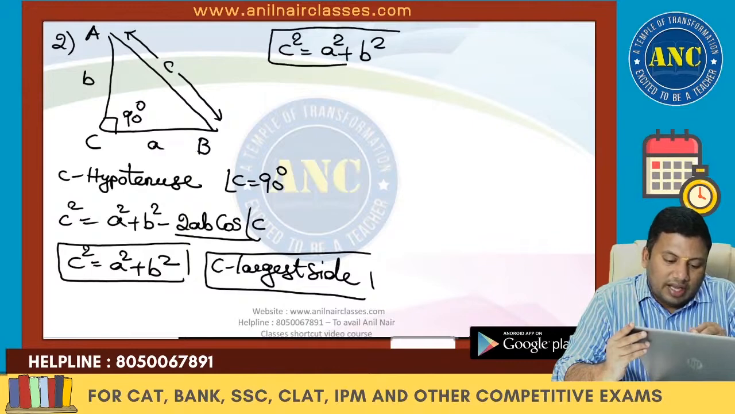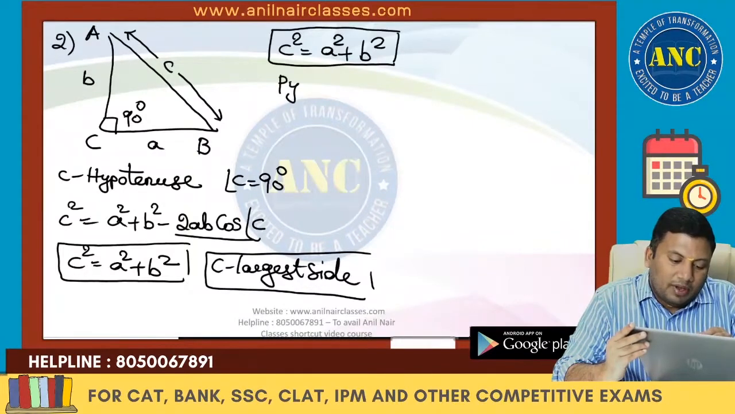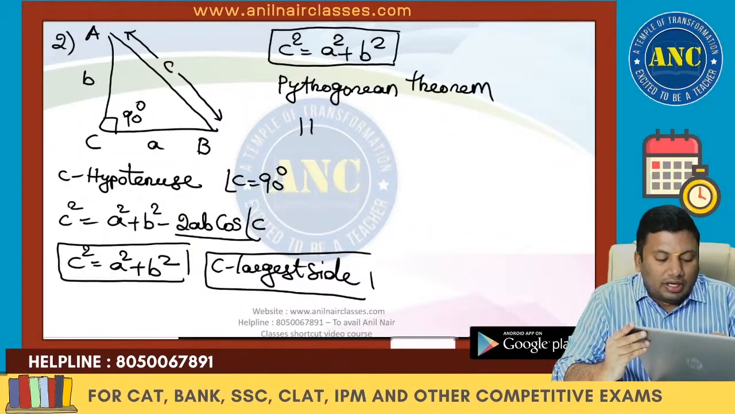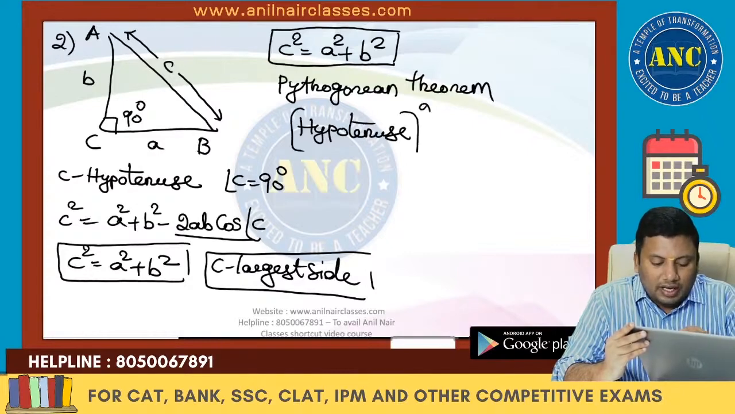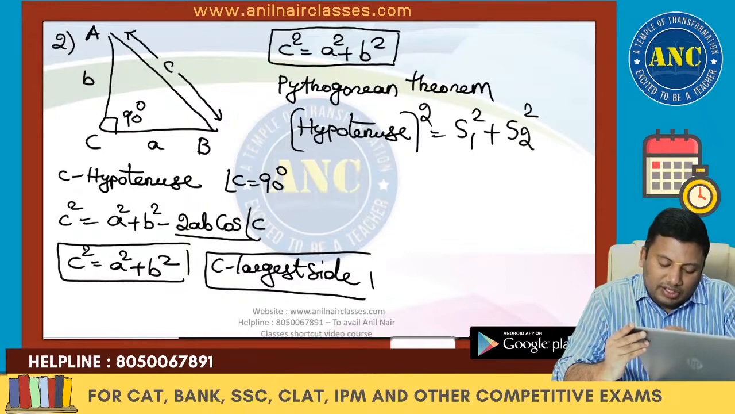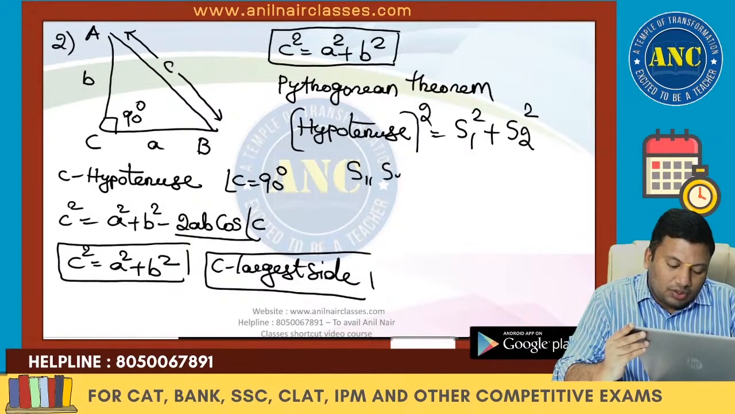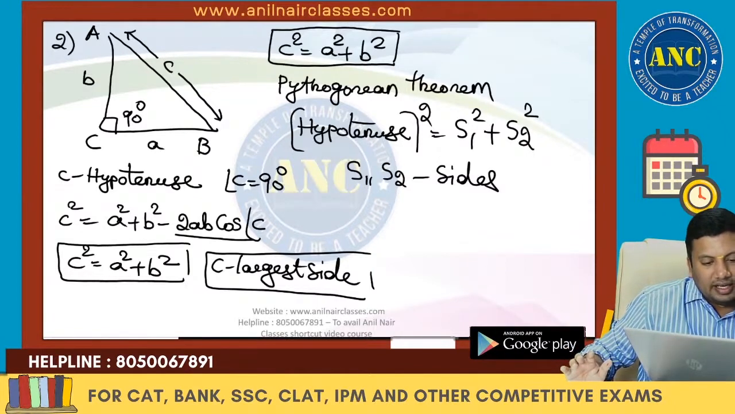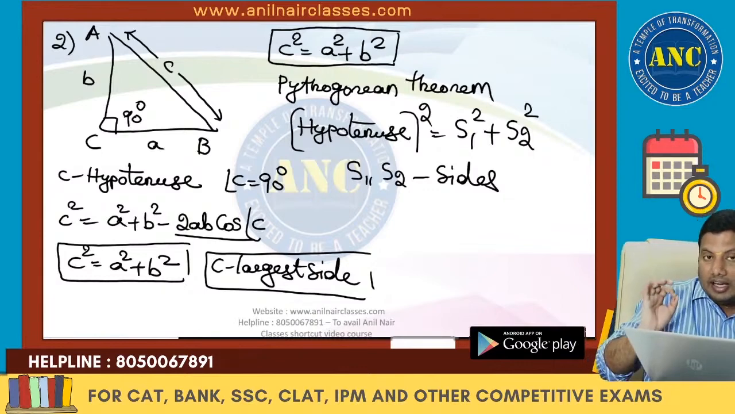This we call the Pythagorean theorem. The Pythagorean theorem suggests that the hypotenuse whole square is equivalent to s1 square plus s2 square, where s1 and s2 are the other two sides where the right angle is formed. A right angle triangle is a triangle in which one angle is 90 degrees.